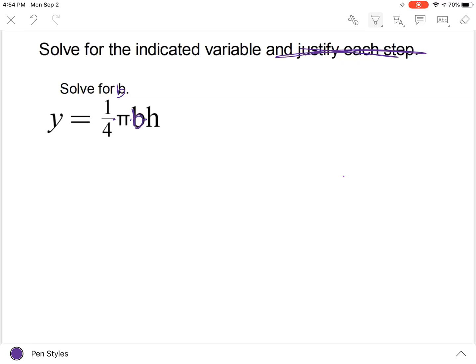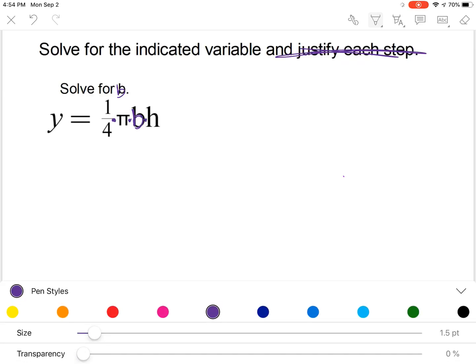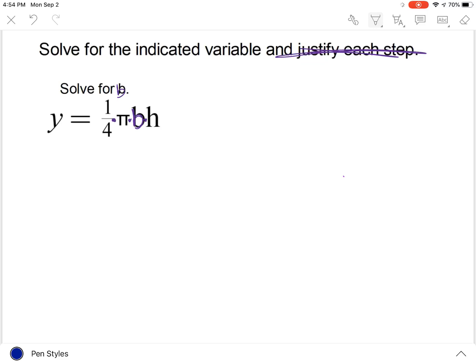Well, let's start with this 1/4. If we want to turn this 1/4 into a 1, well, we could divide by 1/4. Dividing by 1/4 is the same as multiplying by 4. So I'm going to multiply by 4 on both sides. Again, if you divided by 1/4, you'd end up in the same place, so it doesn't matter how you do it. This is going to be 4y equals, well, 1/4 times 4. Okay, that just eliminates to 1.